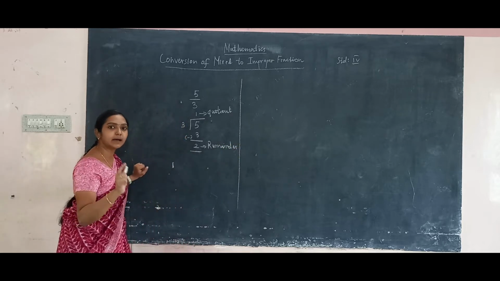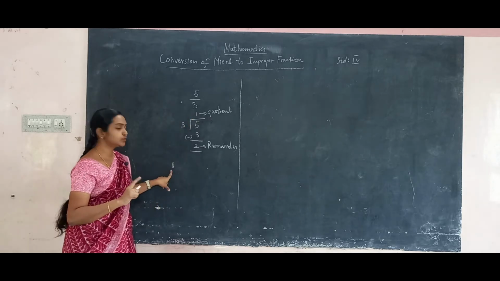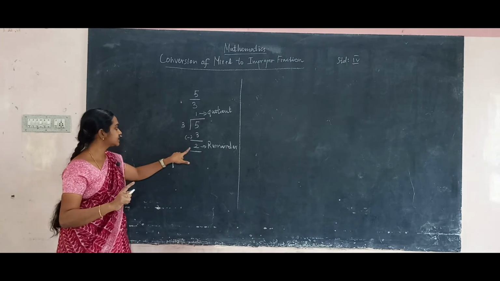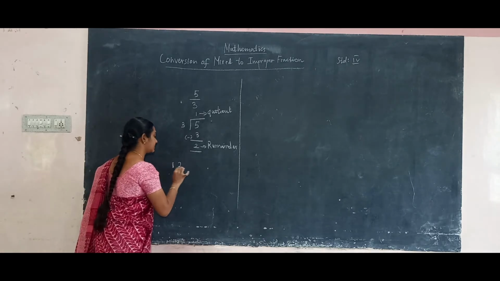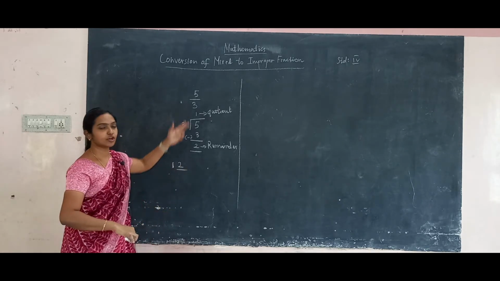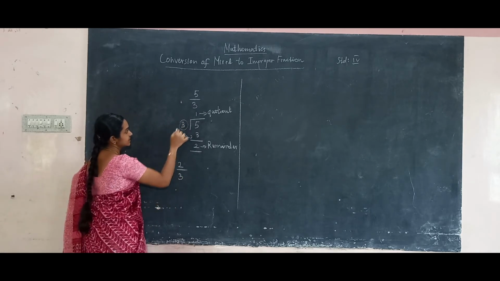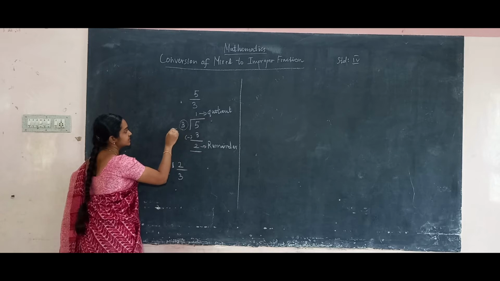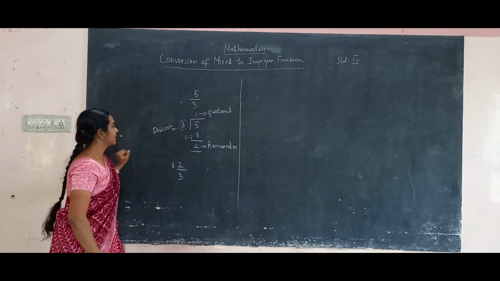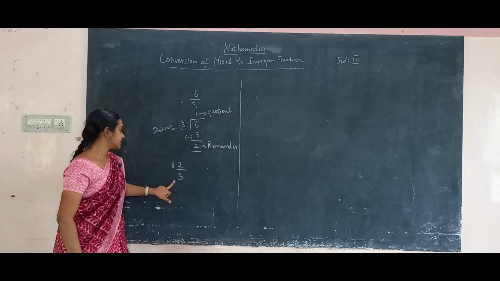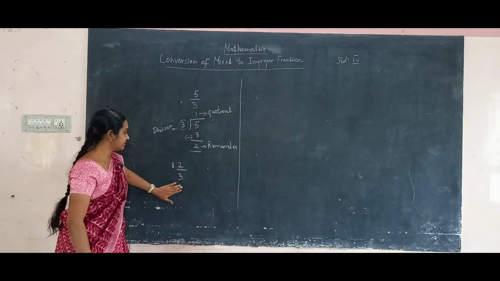First, write the number in the quotient as a whole number. The number in the quotient is 1. So, write 1 as a whole number. Next, write the number in the remainder as the numerator, and the divisor as the denominator. In this way, we should convert improper fraction into mixed fraction.